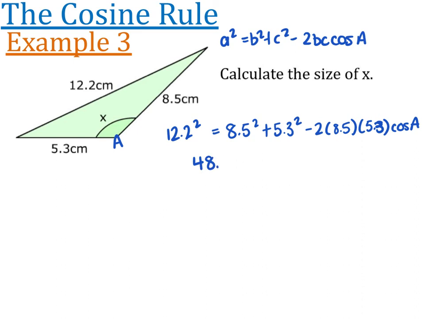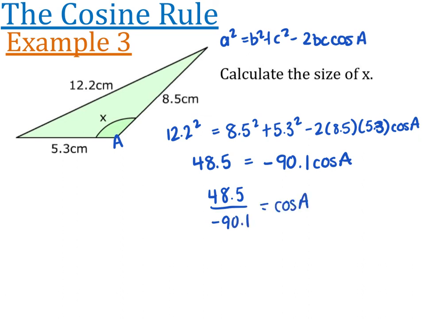So I end up with 48.5 is equal to 8.5 times 2 times 5.3 negative 90.1 cosine A. Okay, you can't just always assume that both are going to be positive or both are going to be negative. In this case, you can see one is positive and one is negative. Dividing both sides by minus 90.1, I find the cosine of A. And then when I want to find angle A, I take the inverse of that.